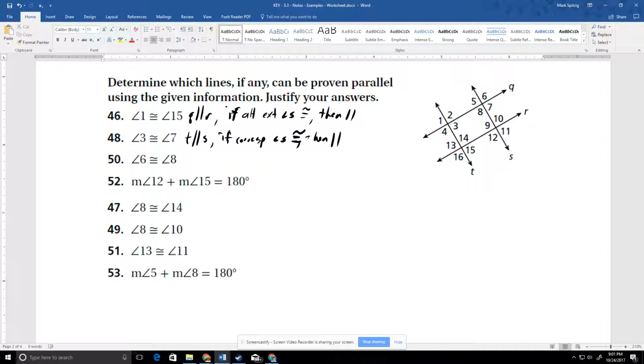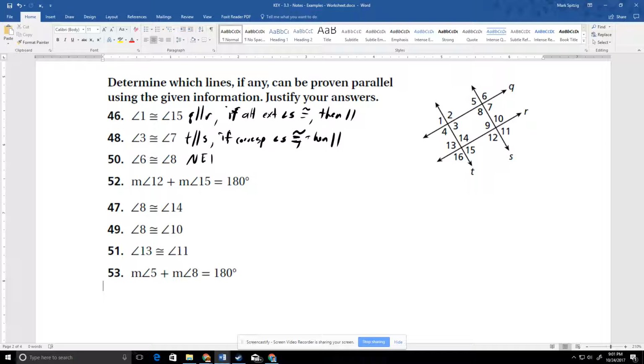Okay. 6 and 8. Well, 6 and 8 are related by a transversal that goes through two different lines. They do share the two lines, but it doesn't really tell us anything about anything else. It's just relating 6 to 8. It doesn't relate any one of these angles to any one of these other clusters. So we really can't tell anything about it. In this case, we just say not enough information.